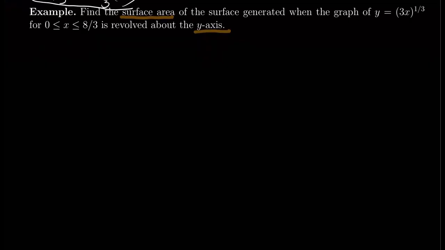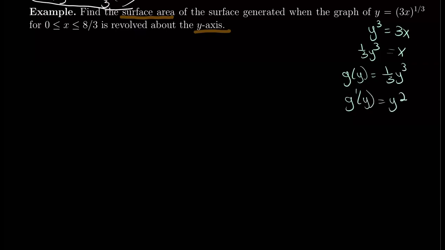So I need to get x by itself. So this becomes y cubed equals 3x. So x equals 1/3 y cubed. You might call that g of y instead of x equals. That's fine, because then my g prime of y is y squared. Then I have everything I need.